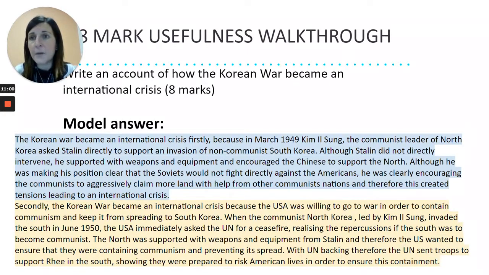So the important thing with this question is not just to retell the story, to make sure you have distinct paragraphs with two different reasons about how the war became a crisis.